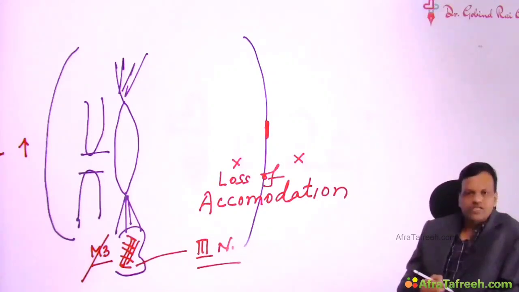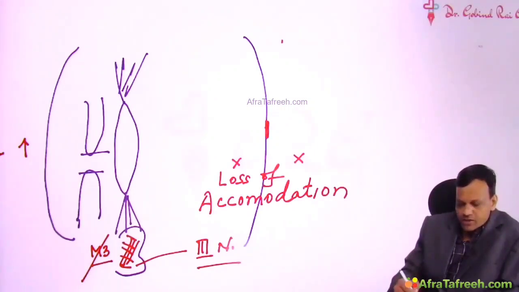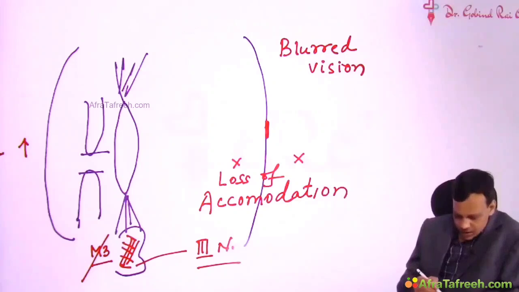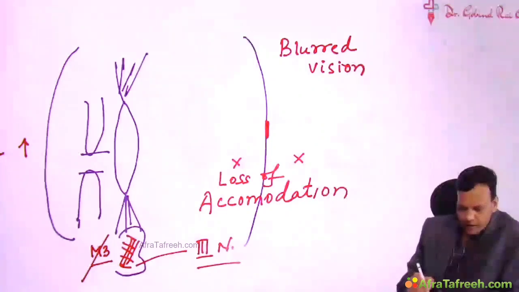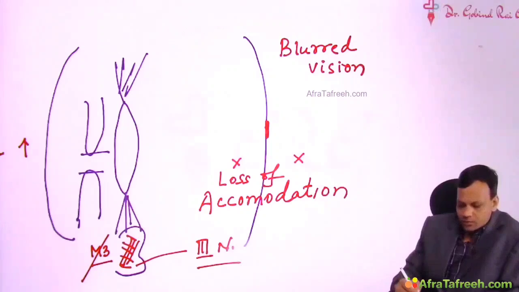And what will be the obvious disadvantage of loss of accommodation? The image will form here or here, and that leads to blurring of vision. So anticholinergic drugs, important side effect is blurred vision because of loss of accommodation. Now the term used for ciliary muscle is cyclo. Like we use cardiac for heart, hepatic for liver, renal for kidney, similarly, for ciliary muscle, we use the term cyclo.